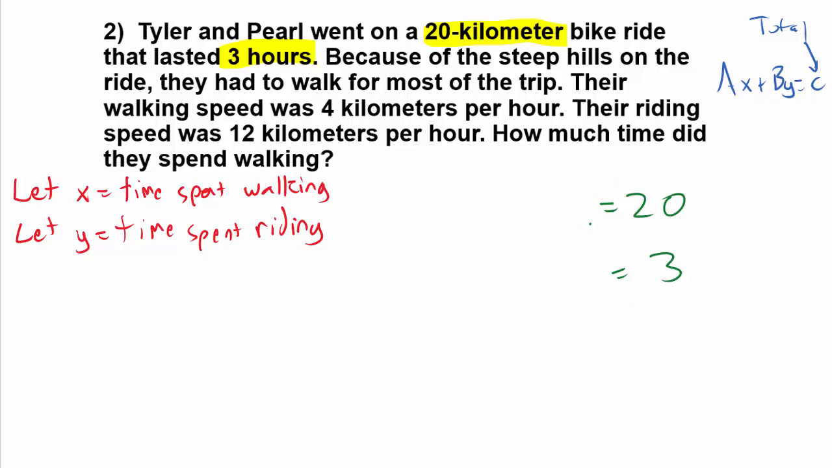Now, if you think about it, if we wanted to write our distance here, if they walked for 4 kilometers per hour and they biked for 12 kilometers per hour, then we could write this as an equation, 4x. That would give us the total time riding. This is almost like d equals rt. The rate times the time should give us the distance for the one. And then the 12y should give us the distance for the other. So 4x plus 12y is equal to 20.